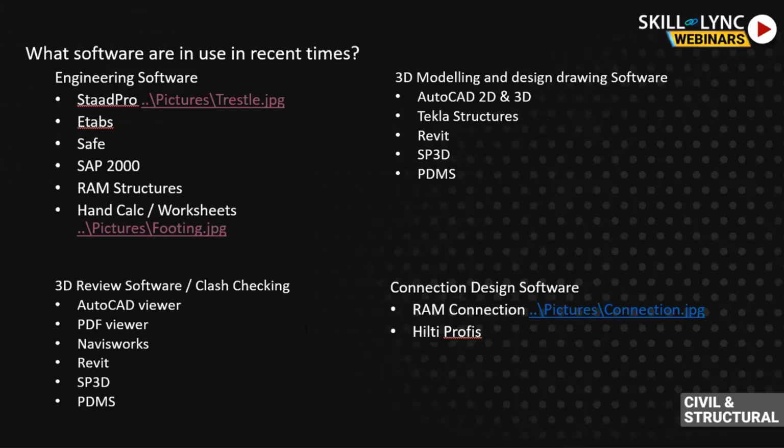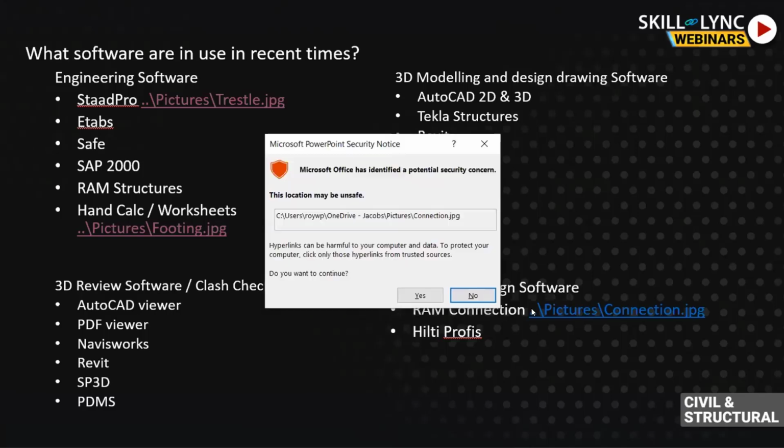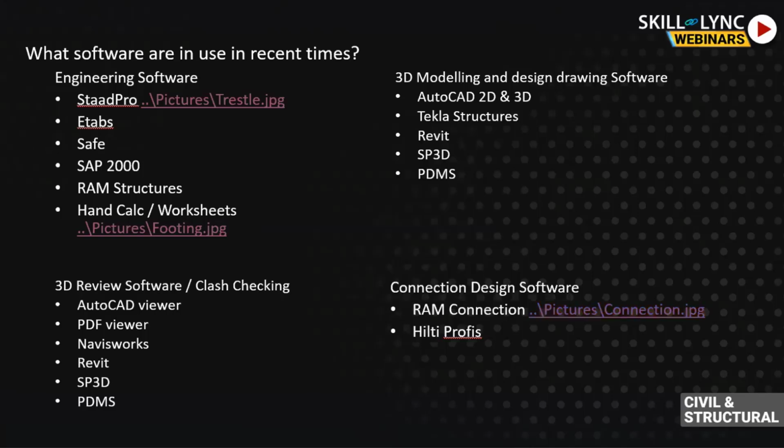And finally, coming up to connection design softwares. We do have certain connection design requirements for steel structures: connections for steel beam to column, beam to beam, or steel column to concrete pedestal. These sort of things can be done with the help of RAM Connection and Hilti Profis software. And I will show one of the pictures that I've taken from RAM Connection design, and I'll share my screen.